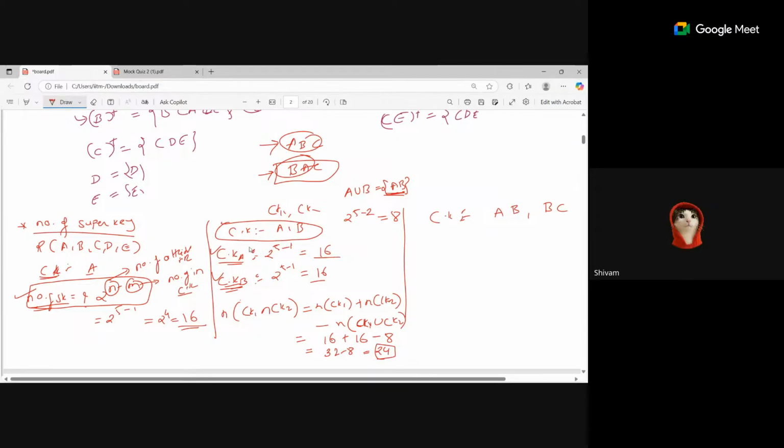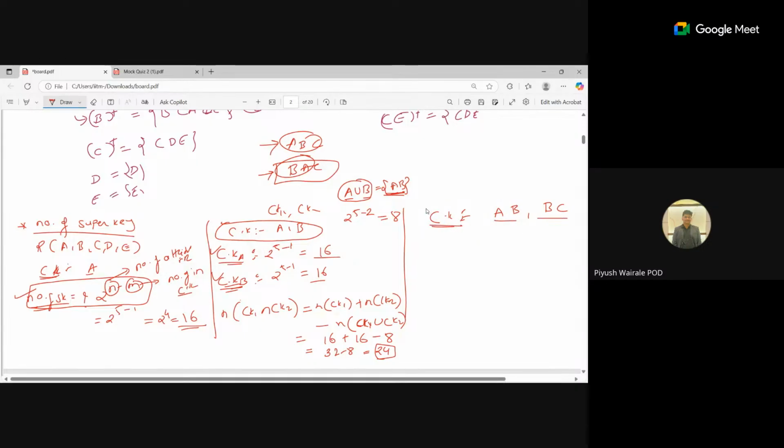Sir, the union, I think it should be intersection, right? Because out of ABC and BAC, we are taking AB as common. No, out of two keys A and B, we are taking the union of this. Okay, so A and B here, union of that. Similarly, you can apply it for this one here.